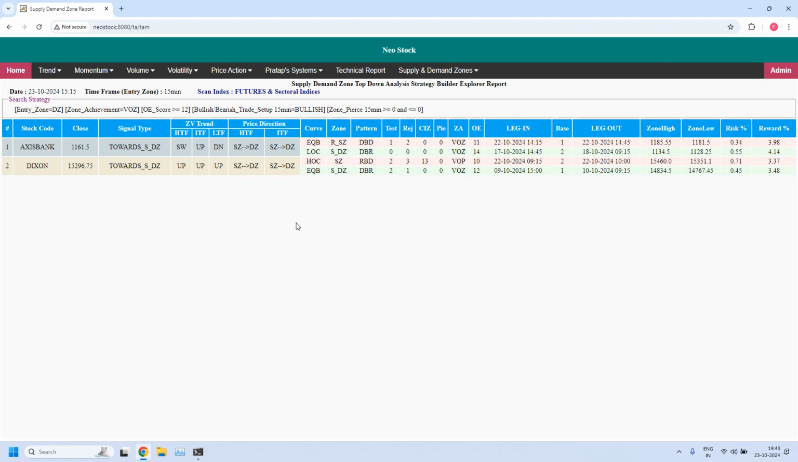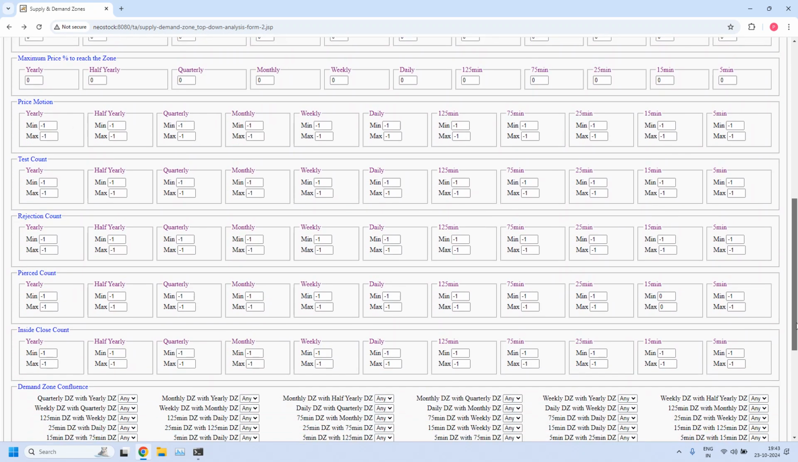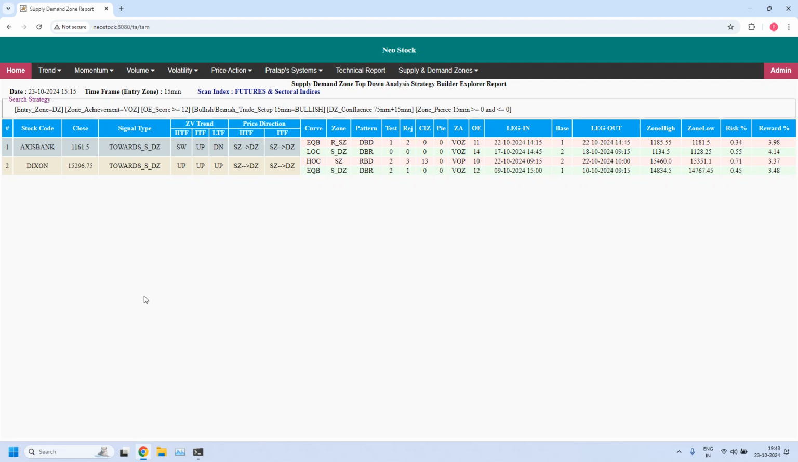Let's verify if any of these demand zones are having high probability supported. First, let us look for ITF Confluence. ITF demand zone confluence. That is 15 minutes demand zone with 75 minutes demand zone confluence. I am enabling that filter. Oh, both the stocks are supporting ITF Confluence. If these 15 minutes demand zones are having daily EMA confluence, it is even more high probability, but we can't expect that at 15 minutes level zone. If it is there, it is even more. Already these 15 minutes demand zones are high liquidity demand zones.